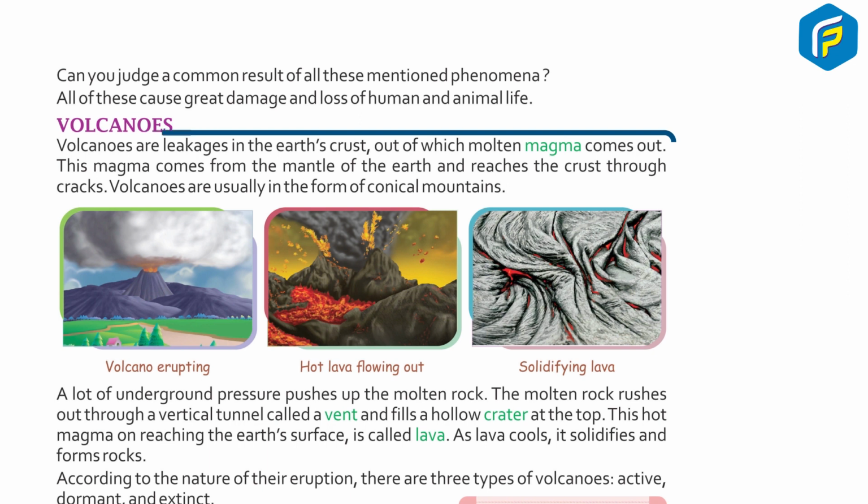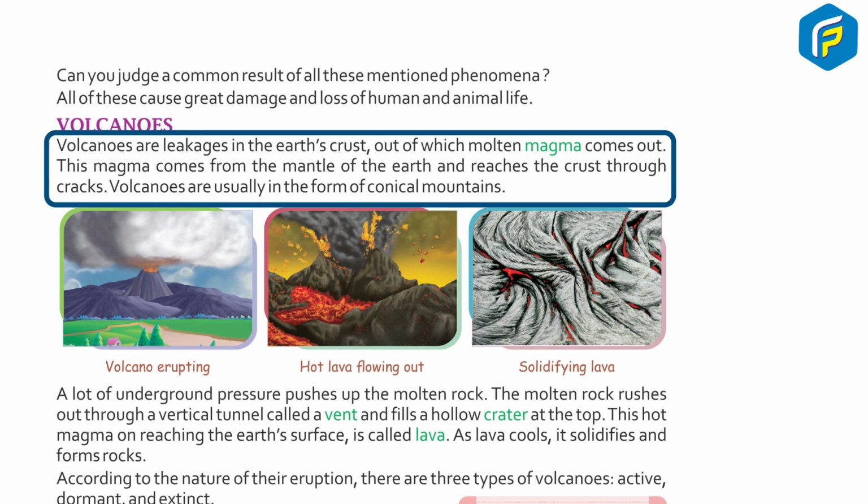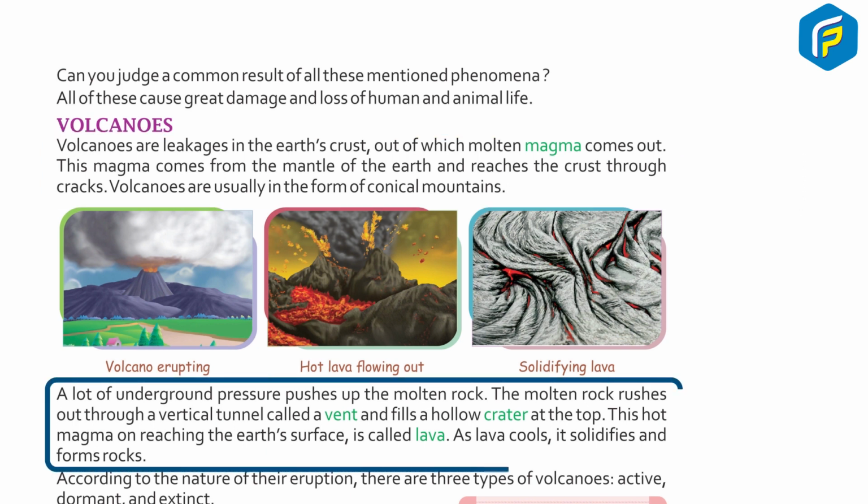Volcanoes. Volcanoes are leakages in the earth's crust out of which molten magma comes out. This magma comes from the mantle of the earth and reaches the crust through cracks. Volcanoes are usually in the form of conical mountains. A lot of underground pressure pushes up the molten rock. The molten rock rushes out through a vertical tunnel called a vent and fills a hollow crater at the top.